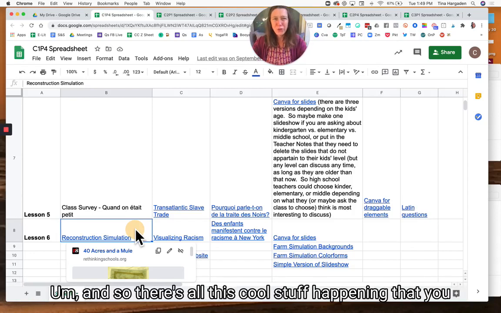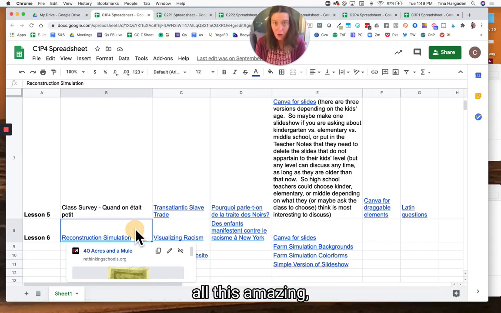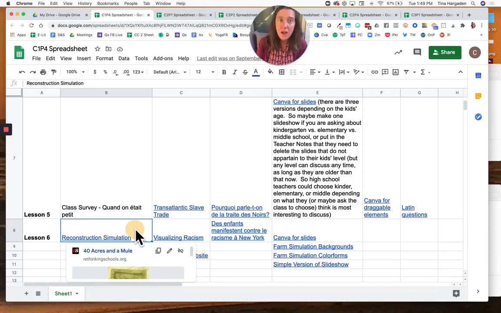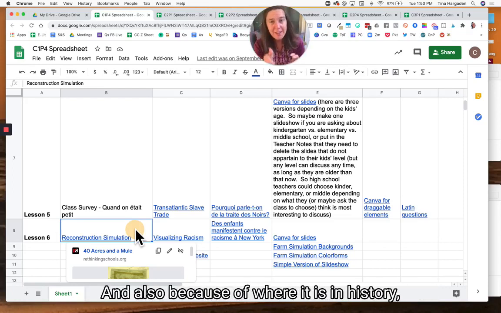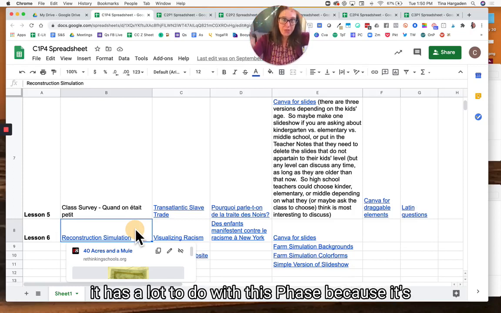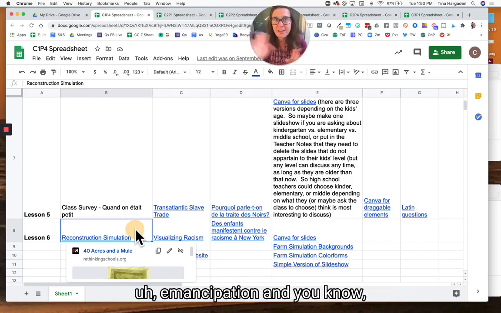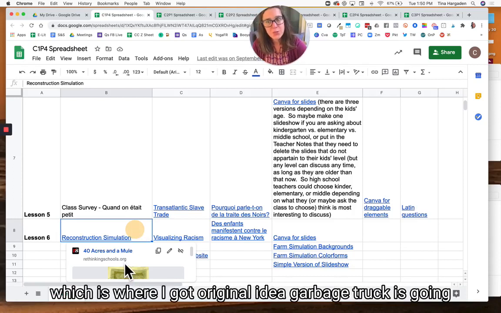And so there was all this cool stuff happening that you might not even believe, like all these Black senators and all this amazing legislation that we couldn't even pass today, that sadly mostly was overturned. So it's a really interesting time period, and because of where it is in history, it has a lot to do with this phase, because it's before emancipation and after emancipation. So it's very apropos. This takes you to Rethinking Schools, which is where I got the original idea.